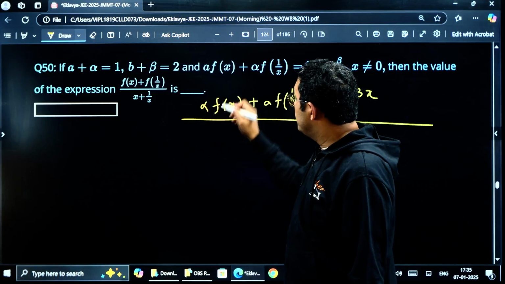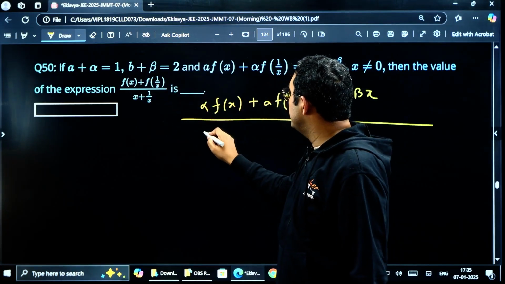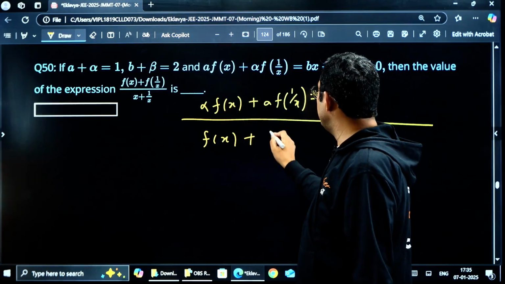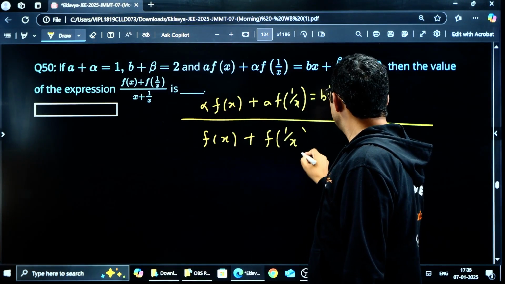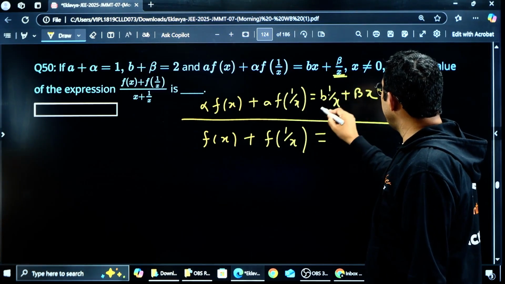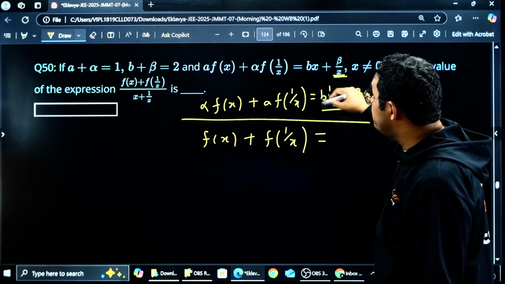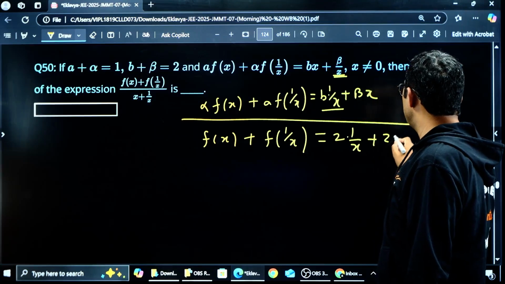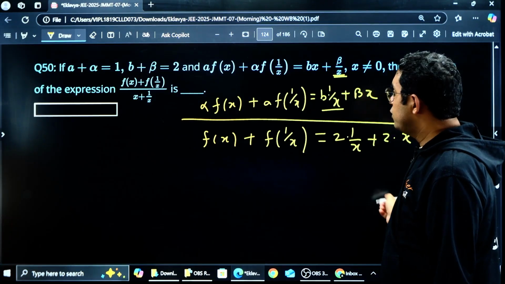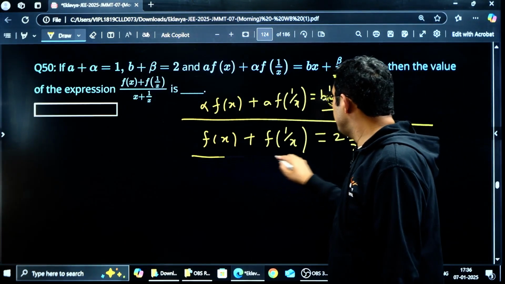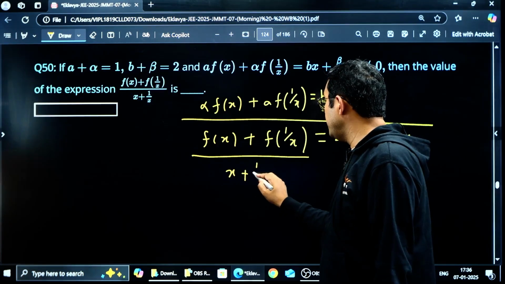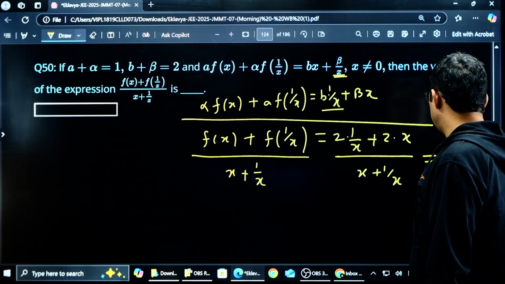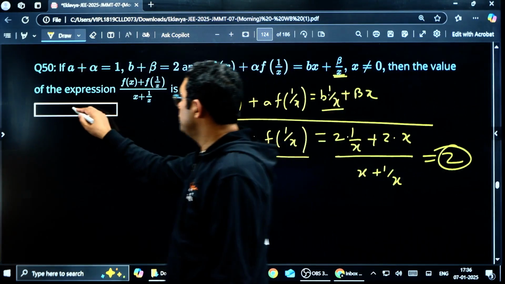Add these two, we get a plus alpha, which is given to us as 1, times f of x here, plus alpha plus a, again 1, times f of 1 by x equal to, for this 1 by x, if I take common, it will be beta plus b, that is given to us as 2, so 2 into 1 by x plus 2 into x. Okay, so this is what we are getting. I think we are done. We have to find this thing divided by x plus 1 upon x. So the answer is 2 for this question.